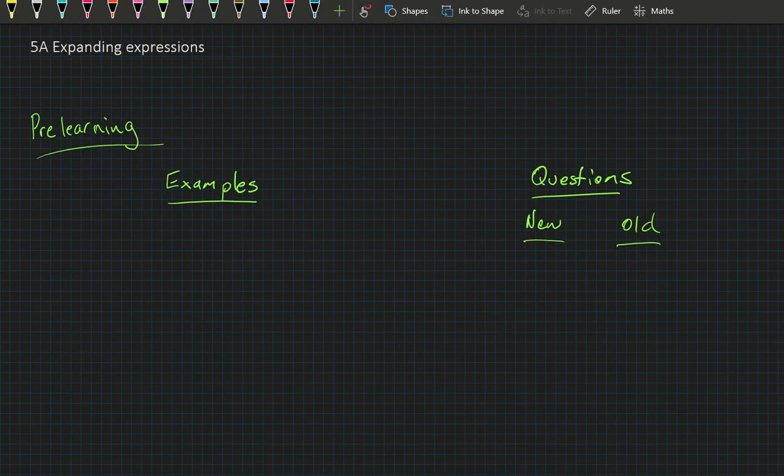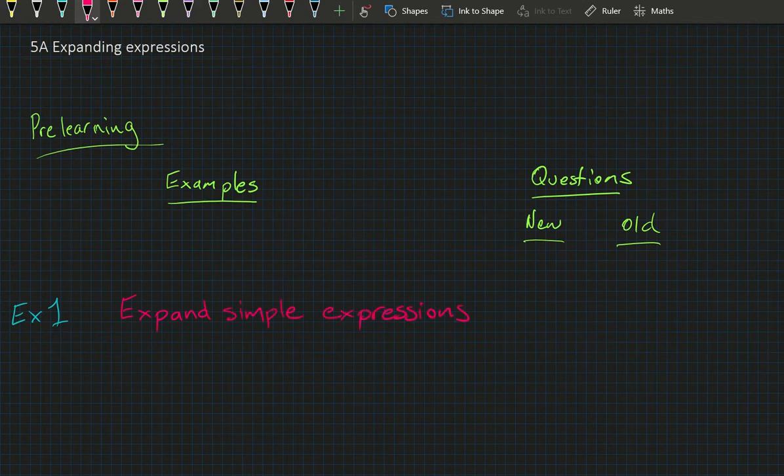Hi class, welcome to exercise 5A, expanding expressions, and welcome to our new unit, quadratics and parabolas. In today's lesson, our examples in pre-learning will be example 1, expand simple expressions.